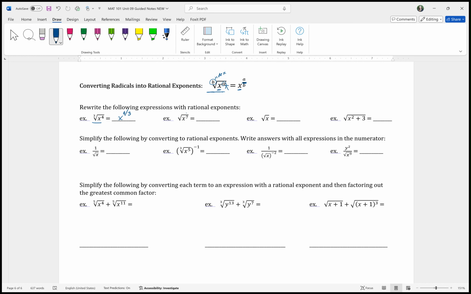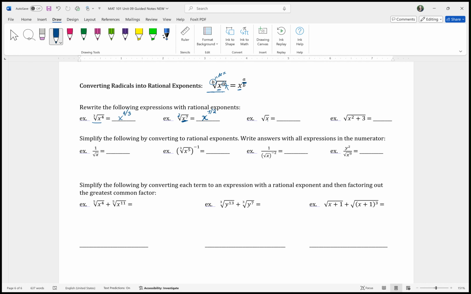We've got the square root of x to the 7th. Base is x. What is my exponent for that x? It's going to be 7, so that's going to be in the numerator of a fraction. But this is a square root. We don't have a number there. So what is understood to be there? Square root implies a 2. So this is going to be 7/2.